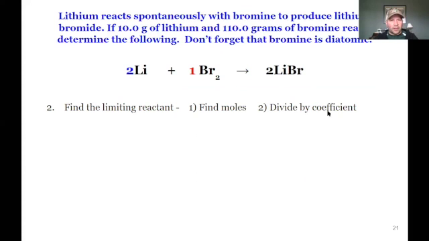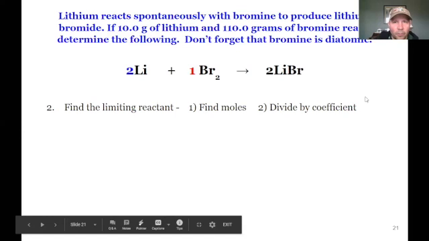If we go to the second thing, we got to find the limiting reactant. This is the part that a lot of people have trouble with. All you're going to do is find the moles of each reactant, and then divide each of those moles by their coefficient. So this is a 2-step problem here. How do we find the moles of our reactants if we are given grams? How do we find moles? Divide by molar mass.